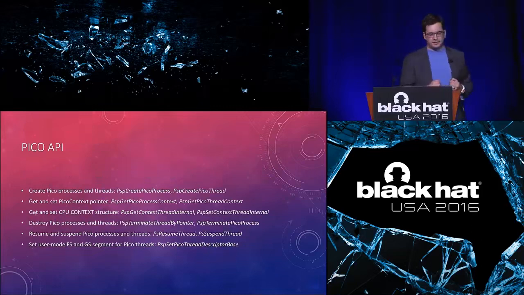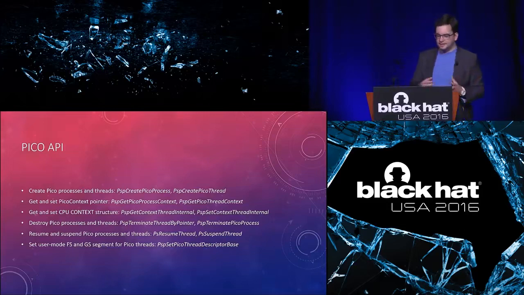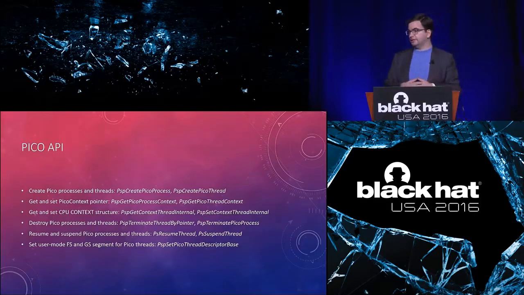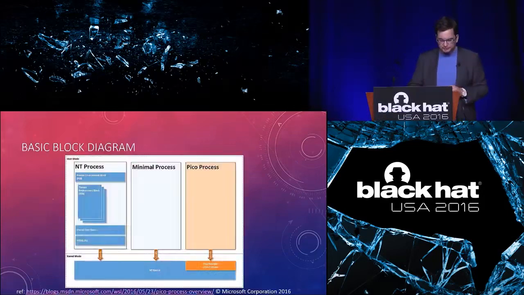Now, once you're a Pico provider, you get access to some APIs. So there are some things you can do on a system. For example, you can create Pico processes and threads. You can associate and get a Pico context associated with these things. You can define the starting CPU context of these things. You can suspend them and resume them. You can kill them, obviously. And you can also configure their FS and GS segments. So basically, this lets you create and control these types of processes, which you then essentially manage.